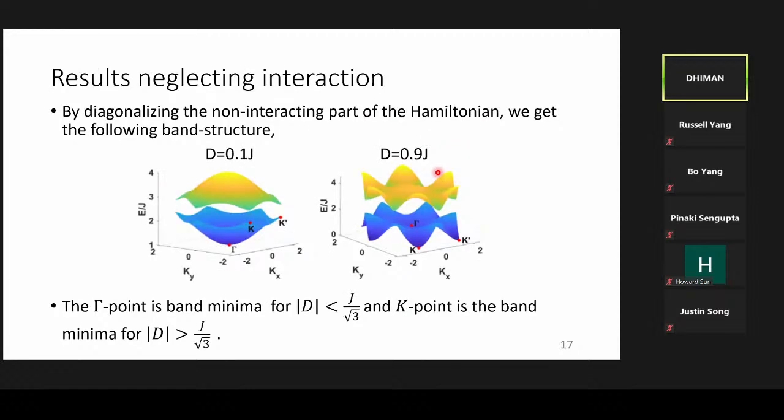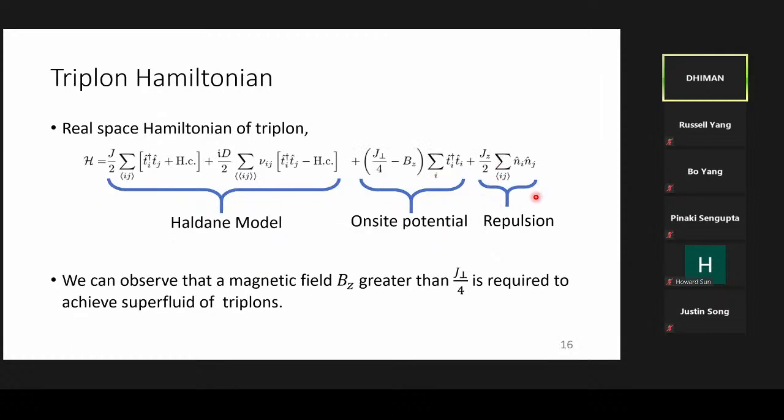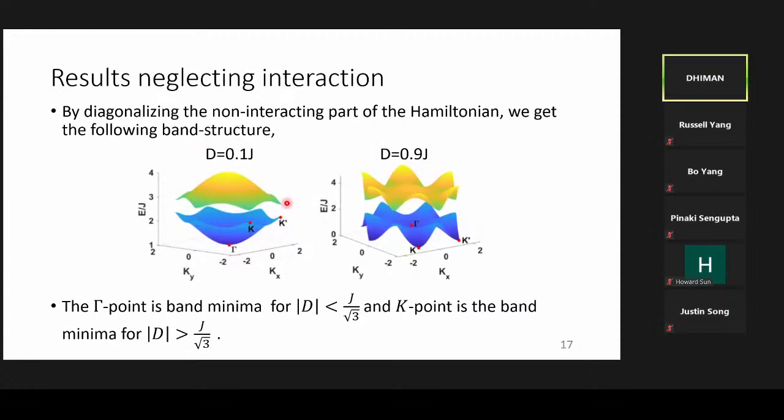In the non-interacting region, where we neglect the last term, the repulsion, we can explore this system using exact diagonalization by having the band structure. After diagonalizing the system, we get these two types of band structure in two different limits of the DM interaction. When the DM interaction is very small, below this value, the minima point is a gamma point. And when the DM interaction is very high and greater than this value, the minima point is at the K point.